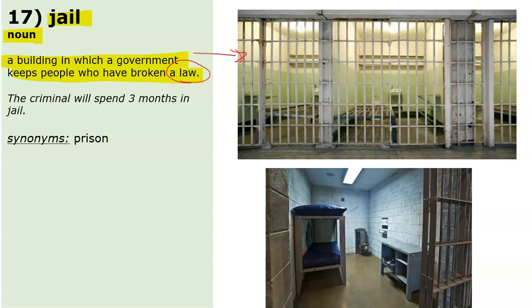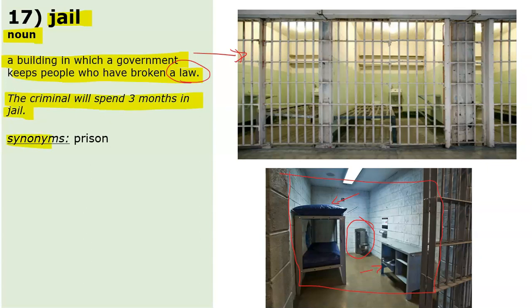This is what jail looks like. This is the room where the criminals will live. And in the room, they don't have many things. They just have a bed and a toilet, and sometimes a little table like this too. Let's look at the example sentence. The criminal will spend 3 months in jail.